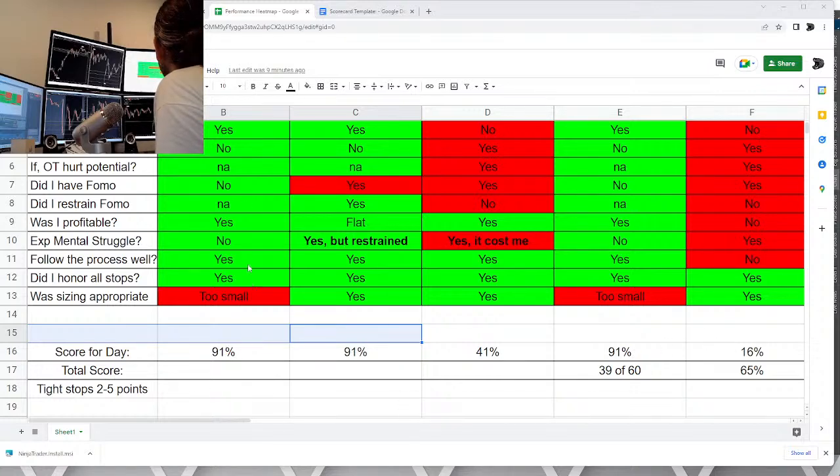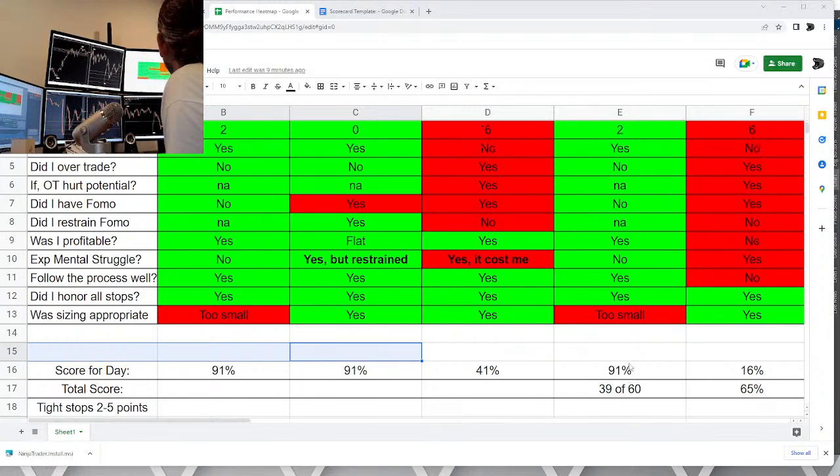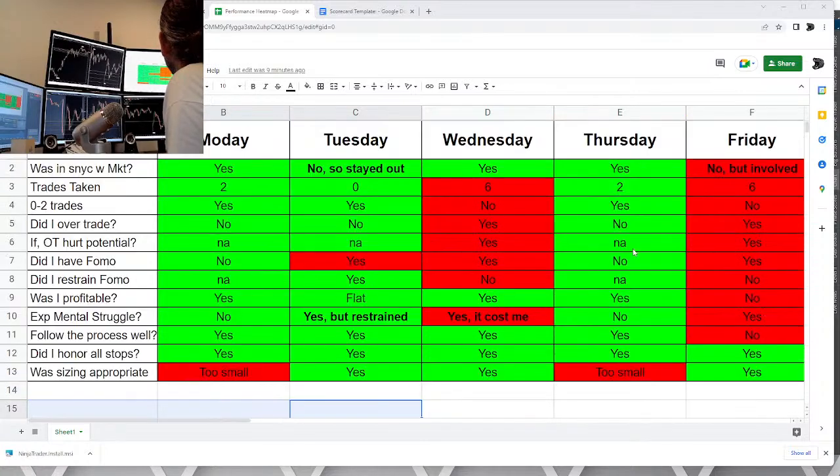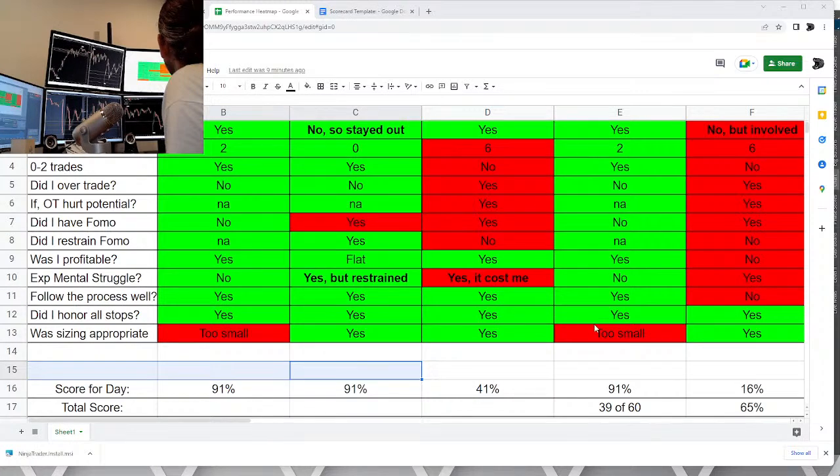So for this, out of 12, I had 11 out of 12. So it gives me like a 91.6%. That is no bueno. The reason I pull out the total score for the week, I've got a 65%. So I got 39 of these, of my matrix, 39 of these were green out of 60.